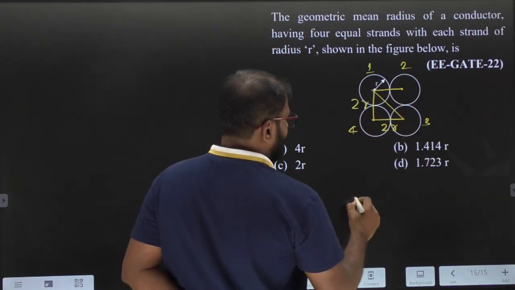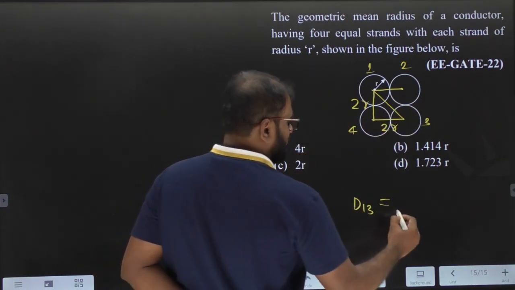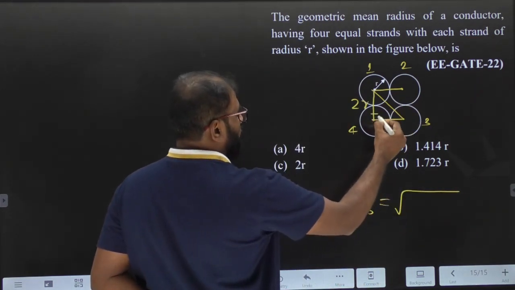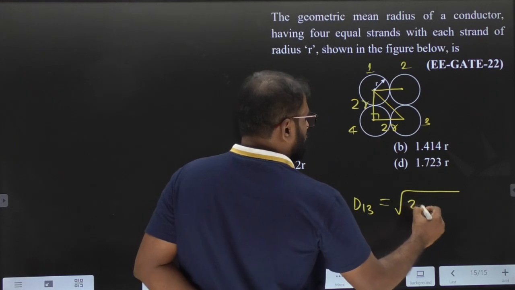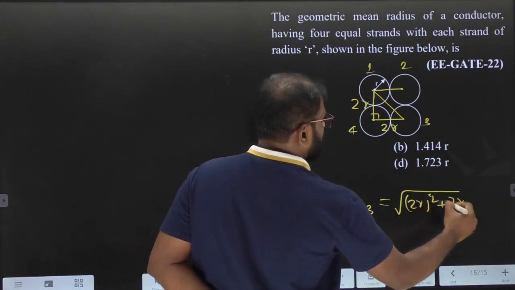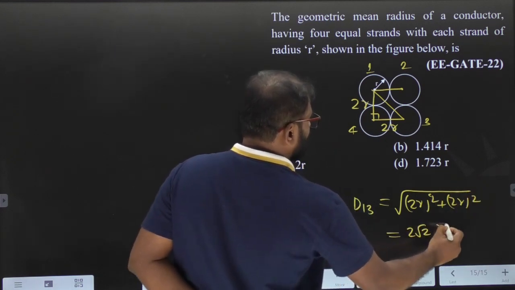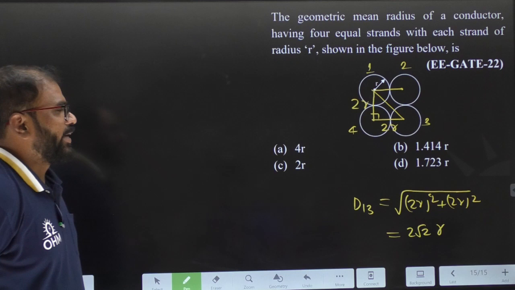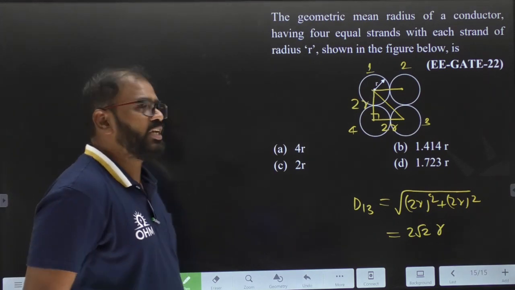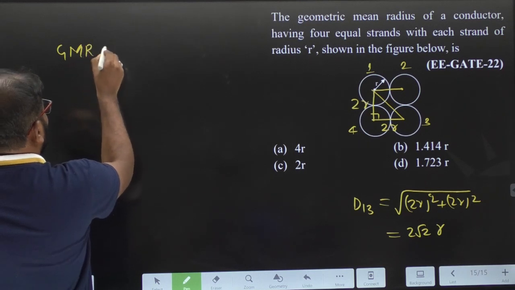Now we can calculate D13. D13 means the distance from the center of conductor 1 to the center of conductor 3, under root, using the triangle rule. What do I get? 2R square plus 2R square. Tell me what I get now? 2 root 2 R. Clear? Okay, fine. But what is the formula for GMR? Since these are the 4 conductors, I can write like this.